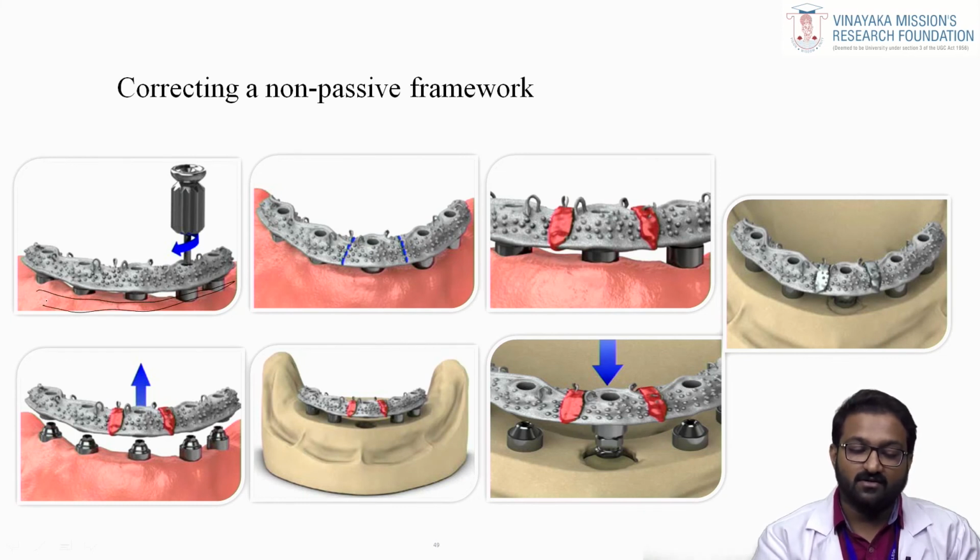So how do you correct? Suppose there is a correction in the metal framework, how do you correct it? Exactly like how you did for the verification jig. You have to section the metal framework and then you have to place a pattern resin, pick it up and then send it to the lab. They will exactly change in the model also.